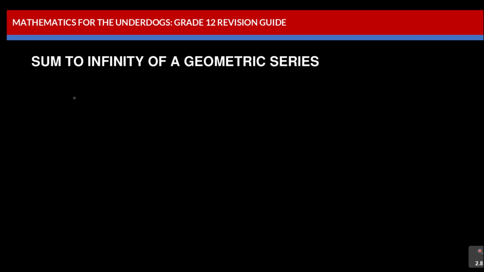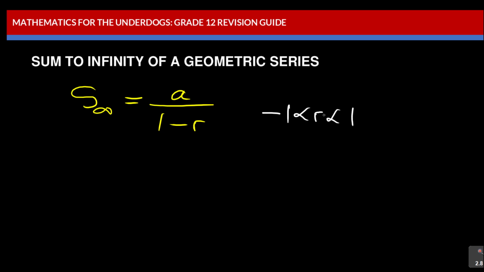When we talk about the sum to infinity, we use this sign for infinity, S∞, which is equal to a over 1 minus r. This is the formula that you use for sum to infinity. But you need to understand the condition under which this formula works, and this is the condition you must always state: minus 1 is less than r is less than 1. By r we mean the common ratio. Don't forget this condition, so that this can hold true.